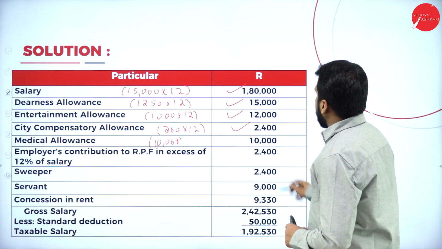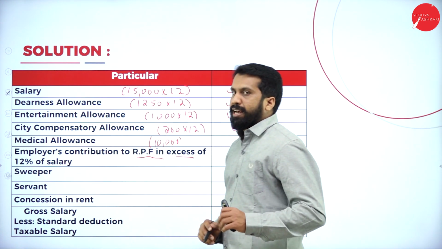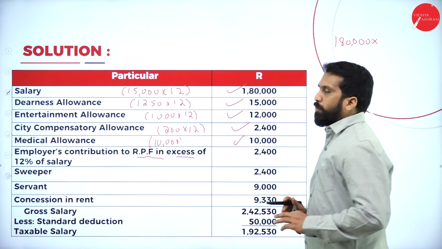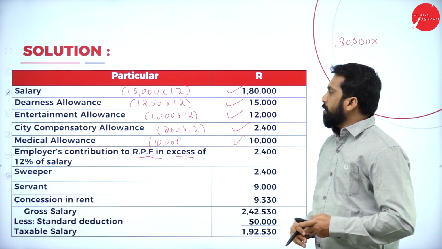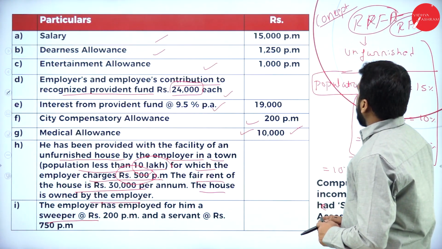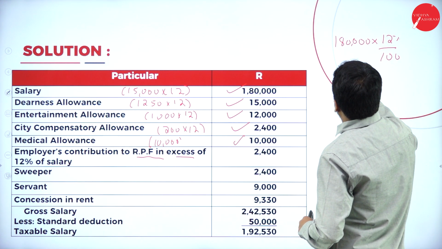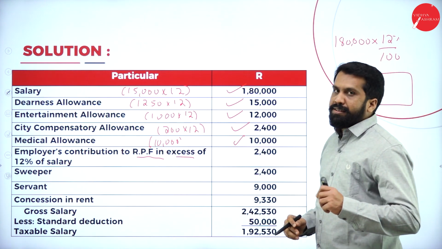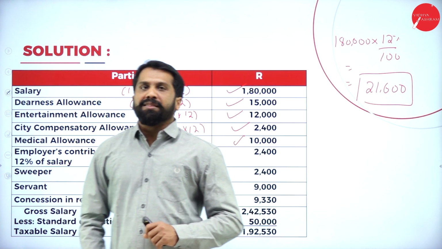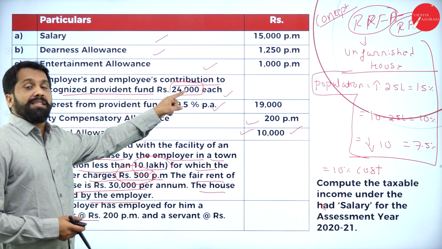Now, this will be 10,000. Next, employer's contribution to RPF in excess of 12%. I'll show you the calculation. What is his basic salary? 1,80,000. So what is the limit? Up to 12% of your RPF. I'll go back to your concept. So RPF up to 12% is exempted. Now, if you calculate 12%, how much will you get? 12% of 1,80,000 is 21,600. Now, how much has he paid? He has paid 24,000.